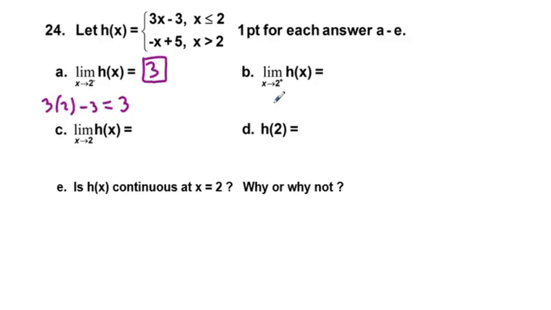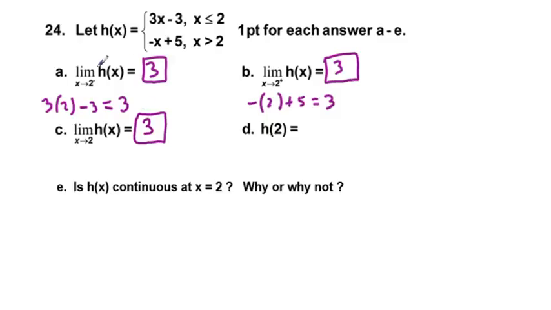Okay, part B, the limit as x approaches 2 from the right side of h of x, and that's going to be for x greater than 2. So we're going to take negative 2 plus 5. Well, negative 2 plus 5 is equal to 3. So what we have is a limit from the left side equal to 3, a limit from the right side equal to 3. So the limit as x approaches 2 of h of x is 3.